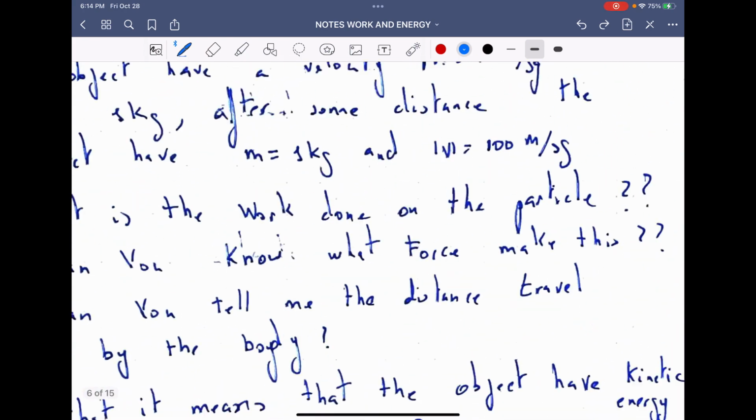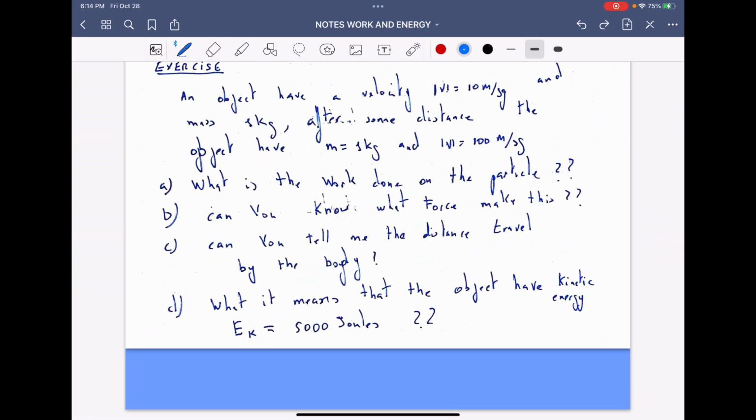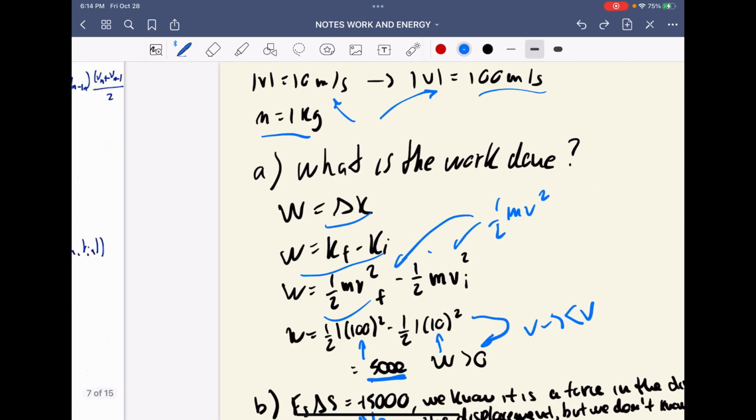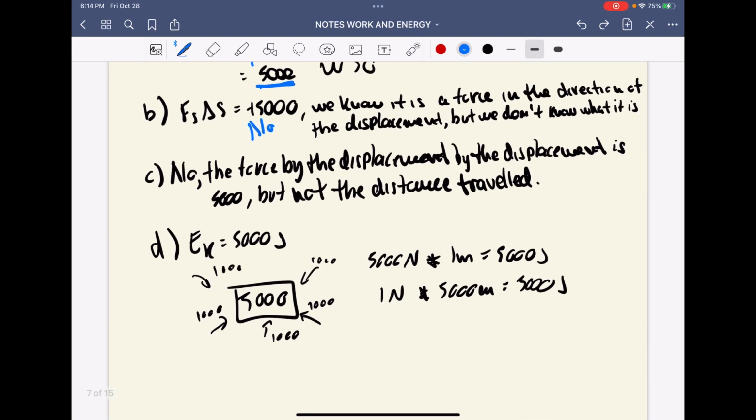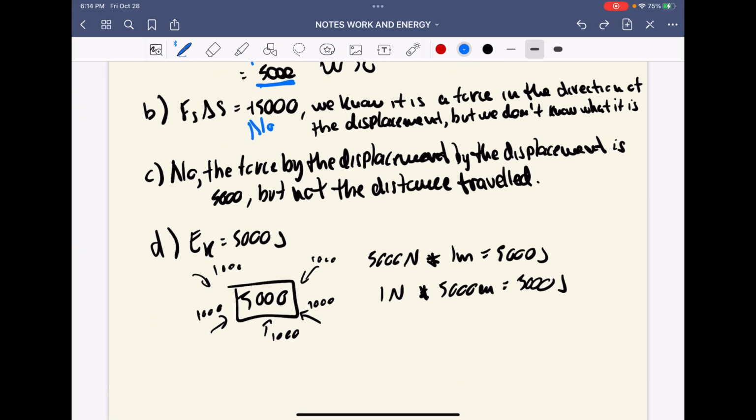C says, can you tell me the distance traveled by the body? This is also a no. The force times the displacement is 5,000, but not the distance that it traveled. So it only tells the work, the amount that made the change in velocity to a higher velocity, but it does not tell the distance.